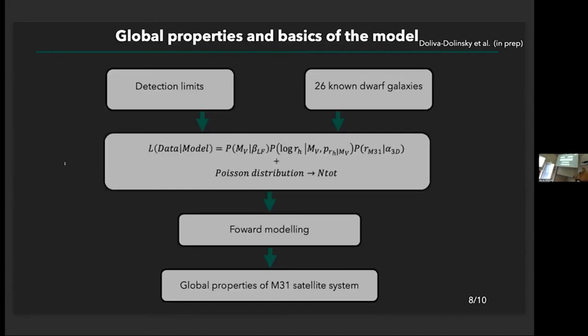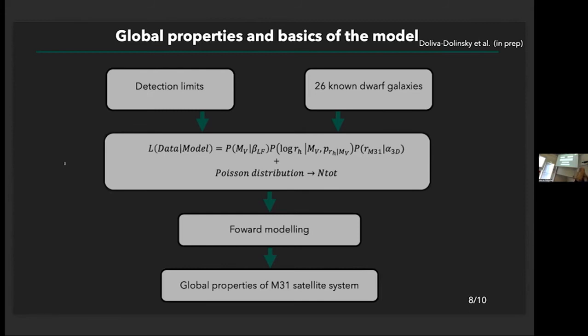So now that we have detection limits, we wanted to infer the global properties of the system. So we use the detection limits and the observations, so the 26 known dwarf galaxies, to obtain the likelihood of the data as a function of a model, which is composed of the probability for a dwarf galaxy to have a certain size, magnitude, and distance to M31. And then all of this is wrapped in a Poisson distribution, which gives us the total number of dwarf galaxies around M31. So thanks to forward modeling, we obtain the global properties of the M31 satellite system.